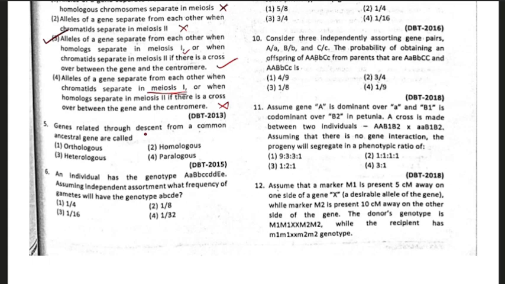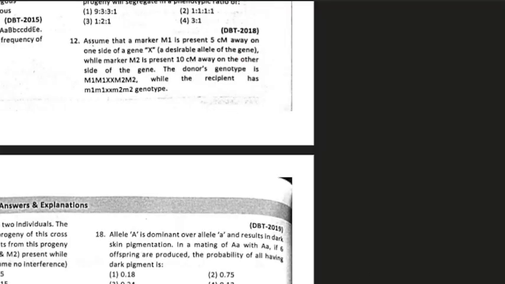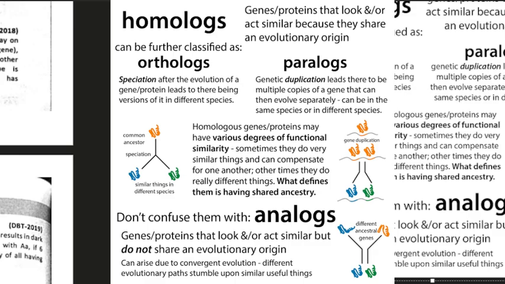Genes related through descent from a common ancestral gene, what do we call this? This is orthologous. If we see a clade having one ancestral gene passed into new species, then that is called orthologous. And for this concept, you can check this image.